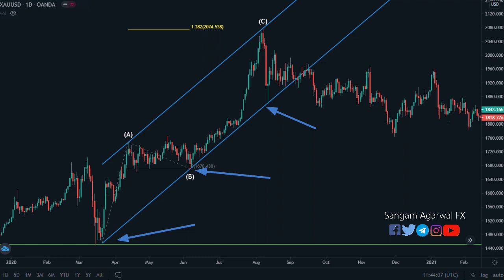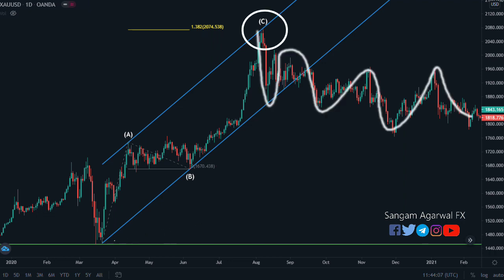Now you know how to draw a parallel channel, but when you draw this channel, you are completely in the middle of the channel at the end of a correction. What if you could buy gold at the bottom, take profit at the all-time high, then again take entry as a seller?